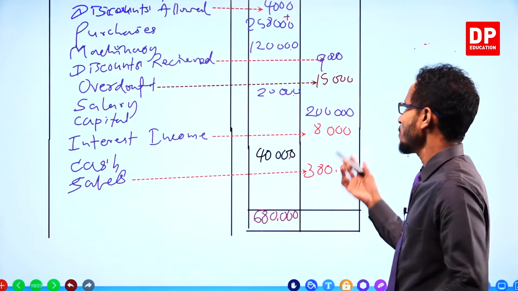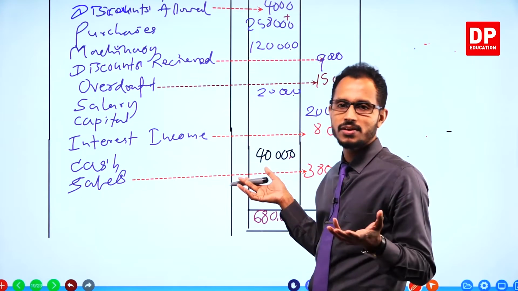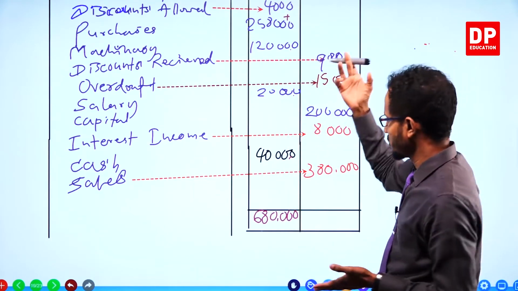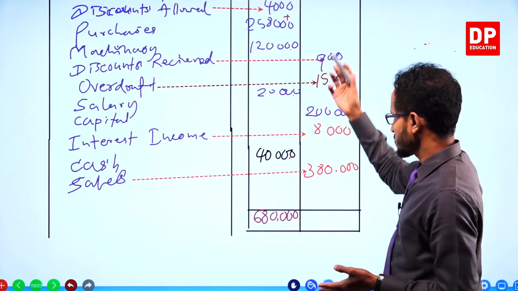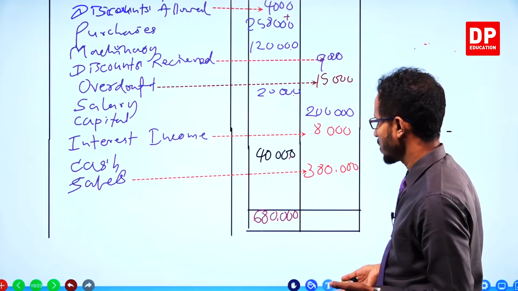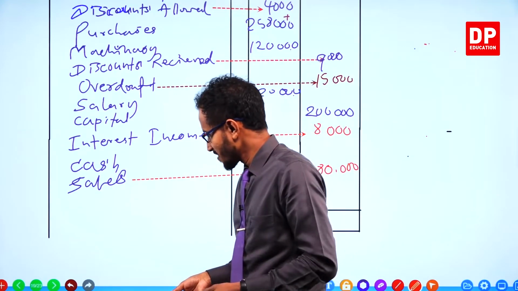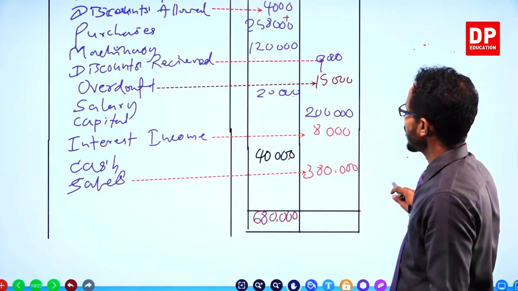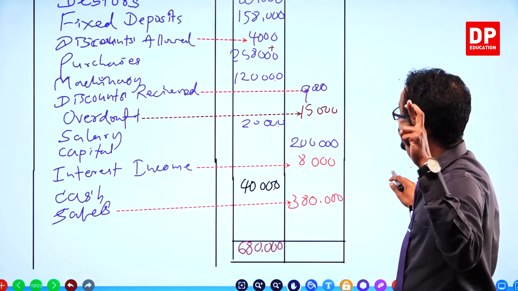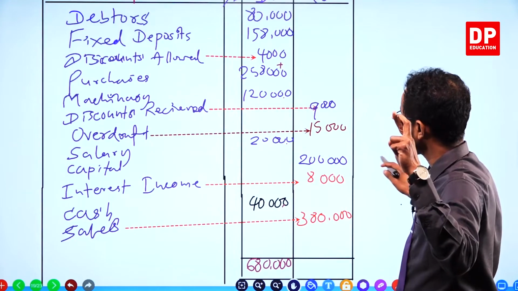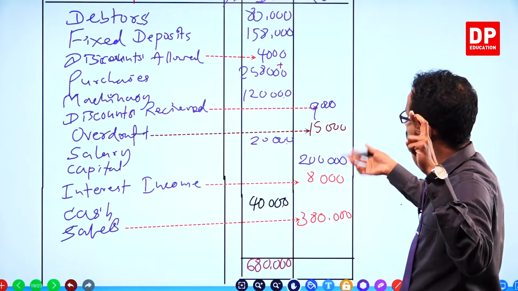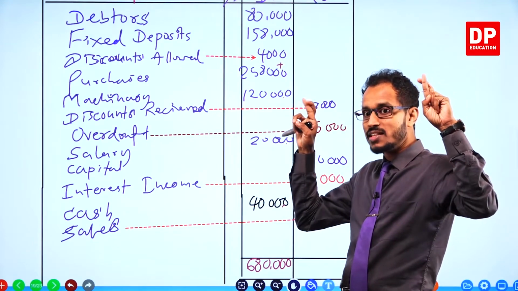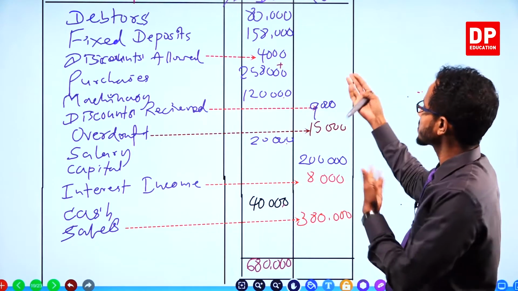Okay, I don't know whether you can add up numbers like I did, but you can do it leisurely. I just added up. That's mental maths, right? Now, fingers crossed. We must get the same total in the credit side. Let's see whether we get the same total in the credit side.